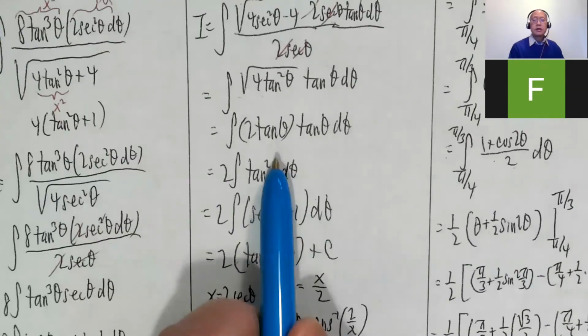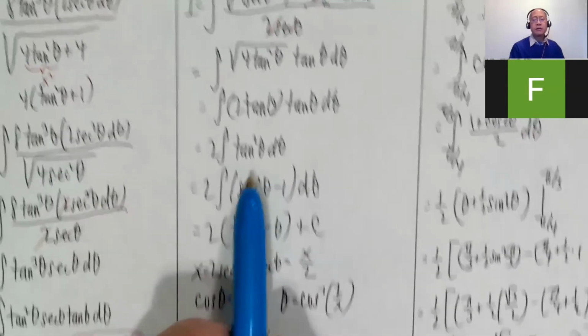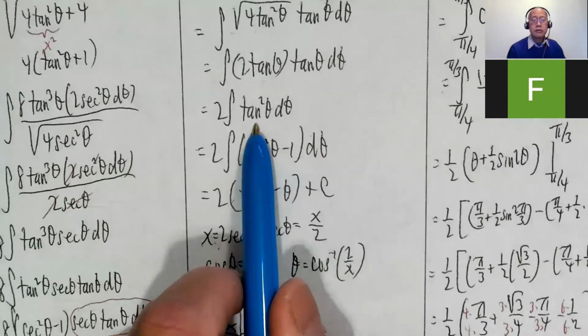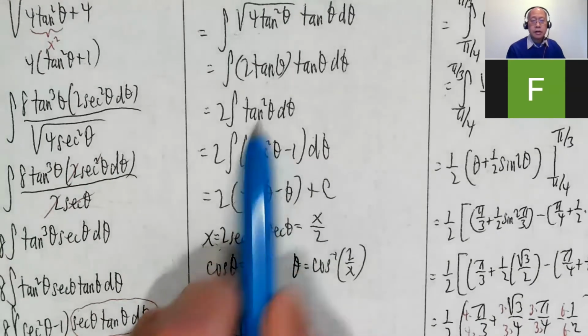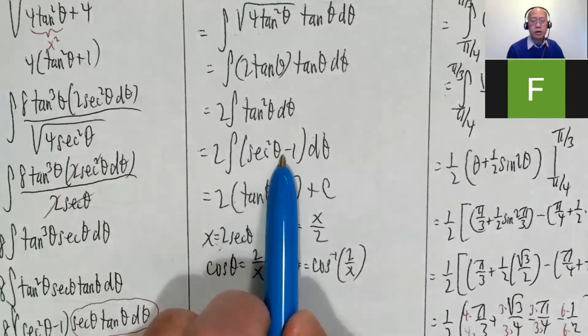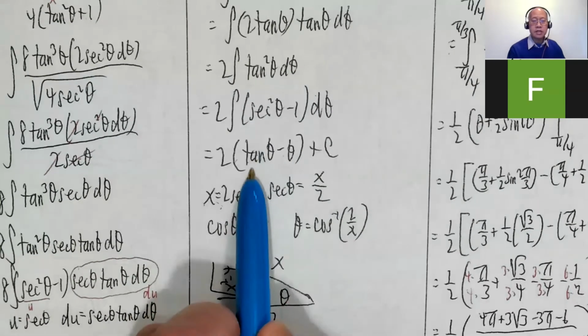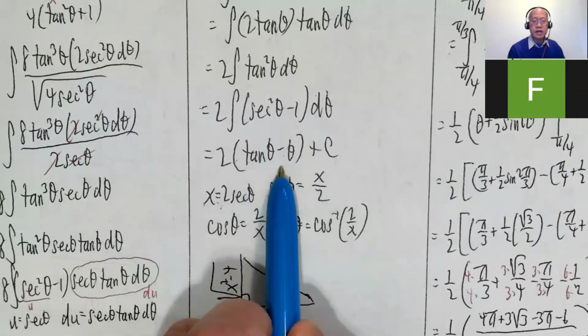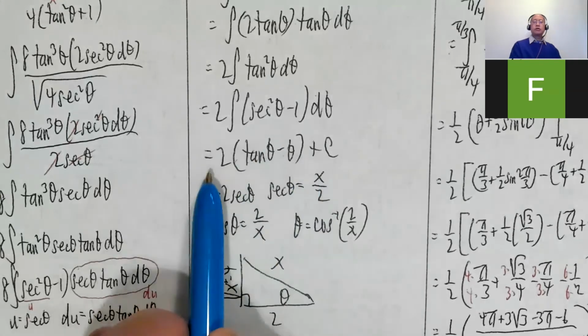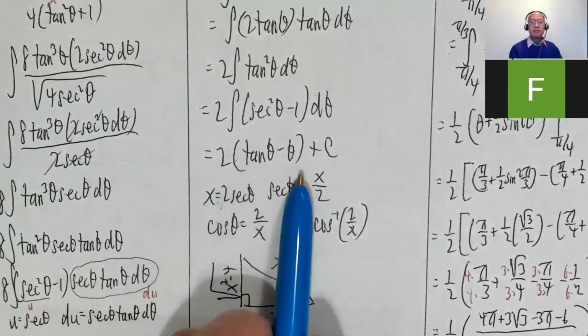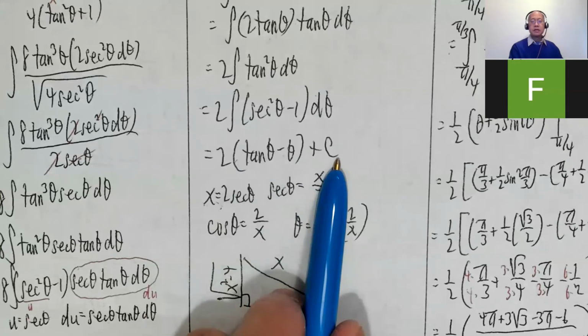Okay, take out the 2. Tangent times tangent, tangent squared. Integrate tangent squared. We saw that earlier. Make it secant squared minus 1. And there we go. All right, so the integral of secant squared is tangent. The integral of -1 is negative theta plus c. So 2 times parentheses tan theta minus theta plus c.